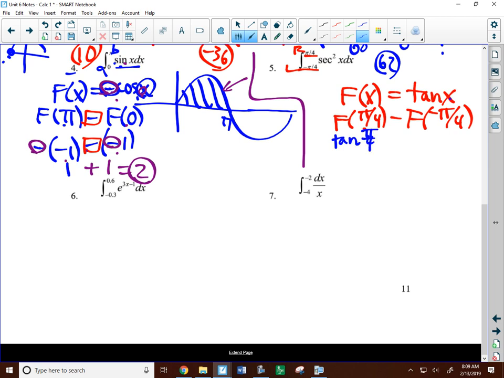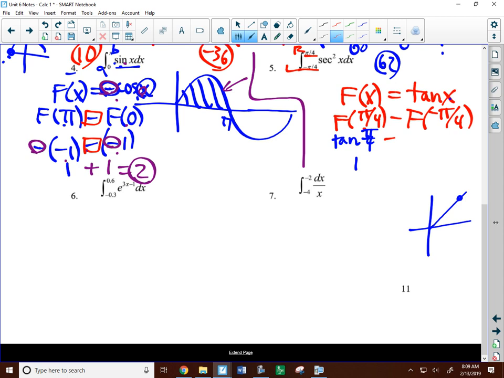So what's tangent of pi over 4? 1. Here's pi over 4. That's where sine and cosine are equal. And that's 1. So the sine of pi over 4 over cosine, those are the same value. So the minus comes down.